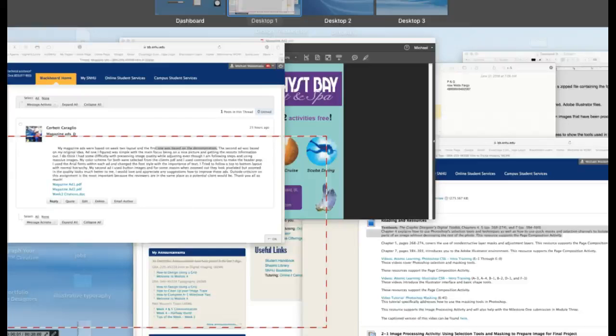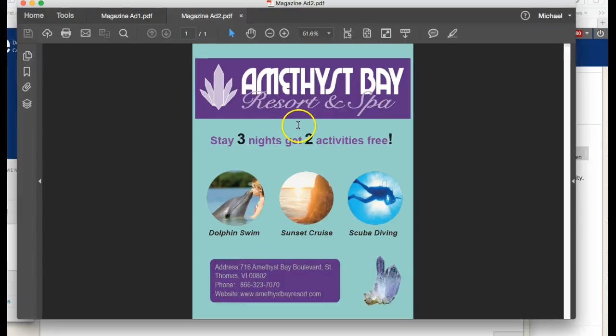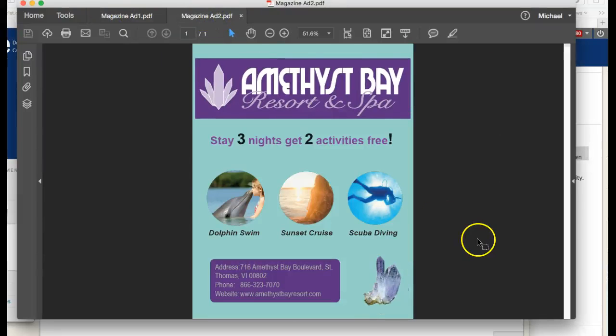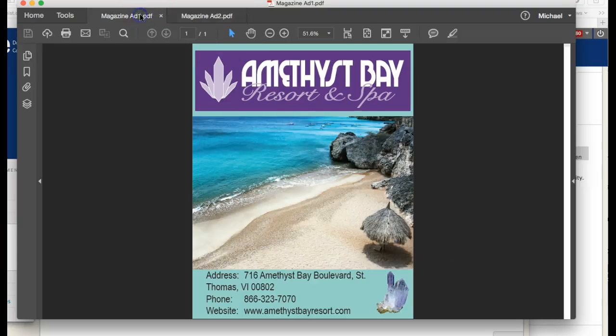Okay, so Corbett, let's take a look at your ads. I've got both your ads up here, so let's take a look at them. Now, I don't really like to play art director, as you've probably gathered by now. I like to let you make your own decisions. I'm just going to give you some reactions as they're taken in the ad.